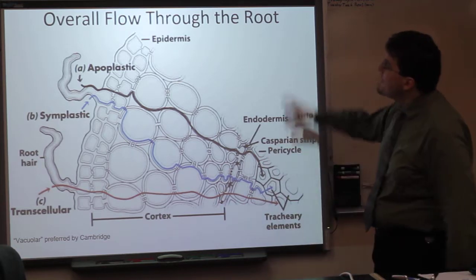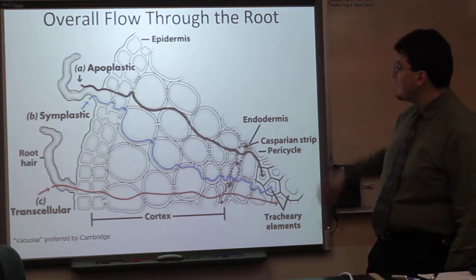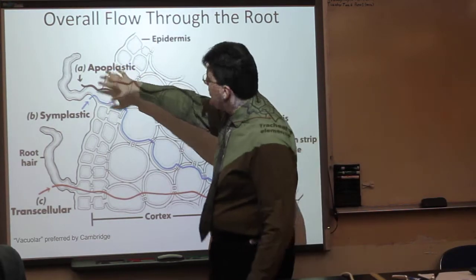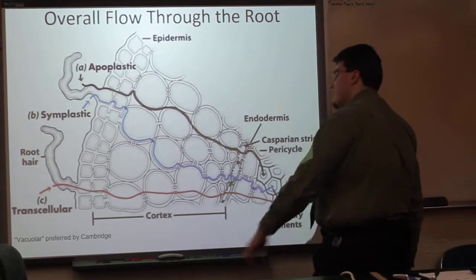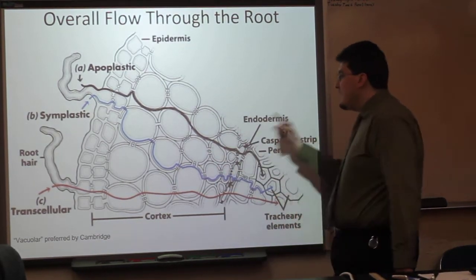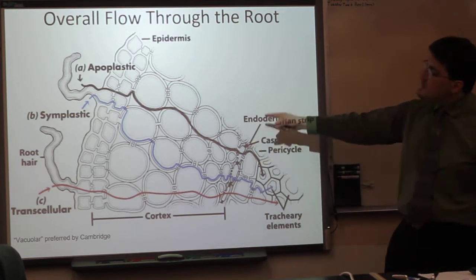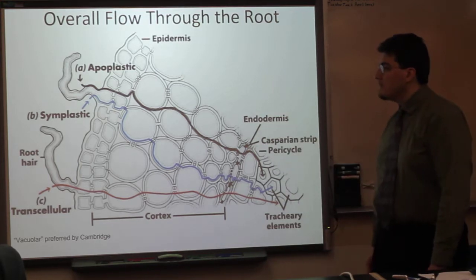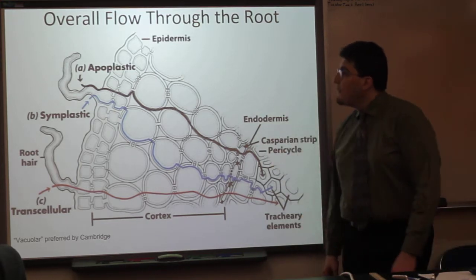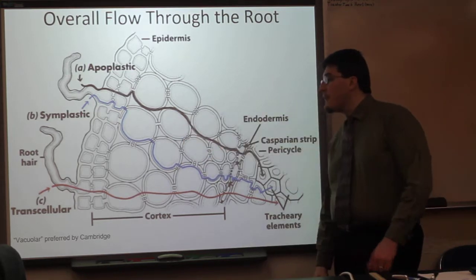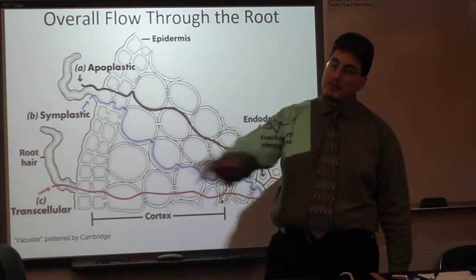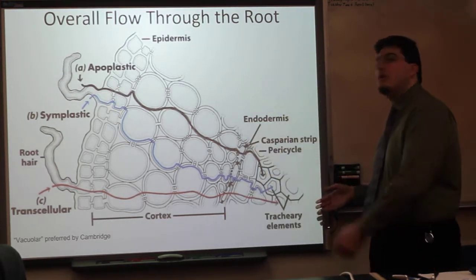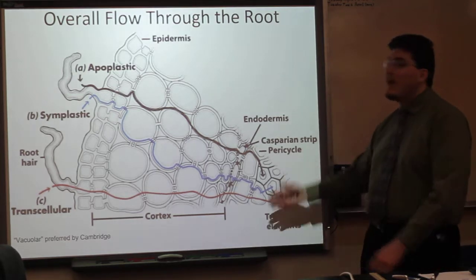Now, the movement of these pathways will all move from the epidermis, the epidermal hair, all the way through, until you reach the endodermis. At the endodermis, the apoplastic pathway ends. And we'll talk about why in a moment. The apoplastic pathway ends, but the symplastic or vacuolar pathway, which here it's labeled transcellular, but vacuolar is the Cambridge preferred method of naming it, can continue as normal through the endodermis into the pericycle and then into the xylem.